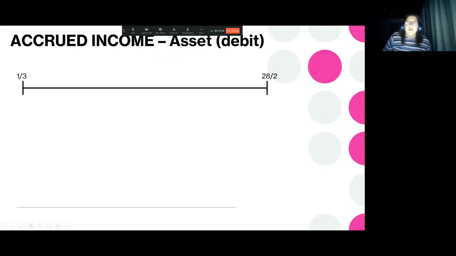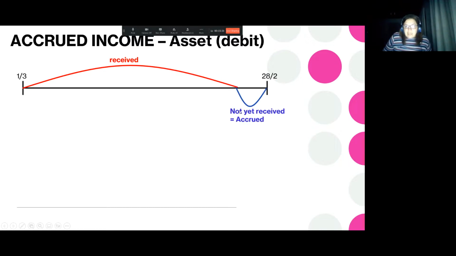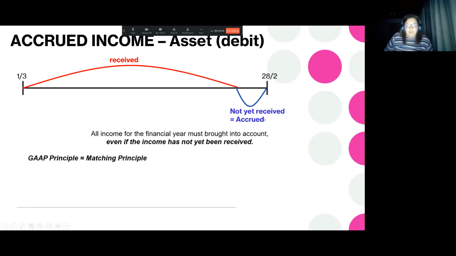Then we have accrued income, which is an asset, debit. So here's my financial year. And I've only received part of the year, a section of the year I've received. This part in blue is the section of the financial year I have not yet received. This portion I've not yet received, and therefore it's accrued.